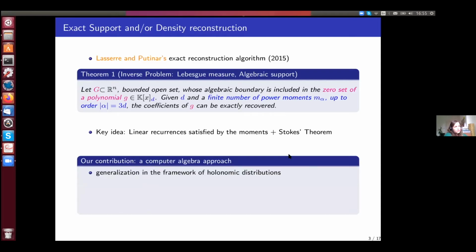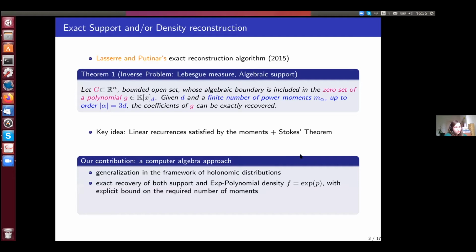Our main contribution was to generalize this approach in the framework of differential algebra, in the framework of computer algebra algorithms available via holonomic distributions. And we were able to prove that their result generalizes to also more than just the Lebesgue measure, to densities given by exponential of polynomial.